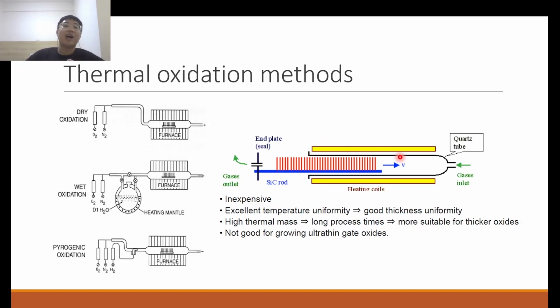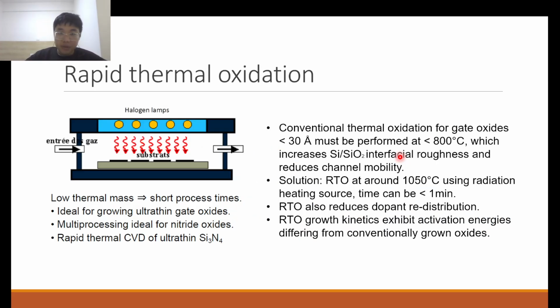And it's not good for growing ultra thin gate oxides, which requires a very rapid and fast application of heat to achieve a very thin layer of good quality oxide. And so therefore, for the case of ultra thin gate oxides, we need to use this idea of rapid thermal oxidation, where we use basically halogen lamps. So this kind of setup has a low thermal mass, so it is able to achieve short process time and achieve rapid heating.